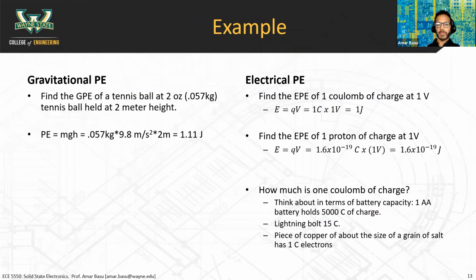Now, if we go to the electrical system and find the electrical potential energy of 1 coulomb of charge at 1 volt, we use, again, fairly simple equations. The electric potential energy is equal to Q times V. So imagine our charged particle has 1 coulomb of charge multiplied by 1 volt. That's the voltage.